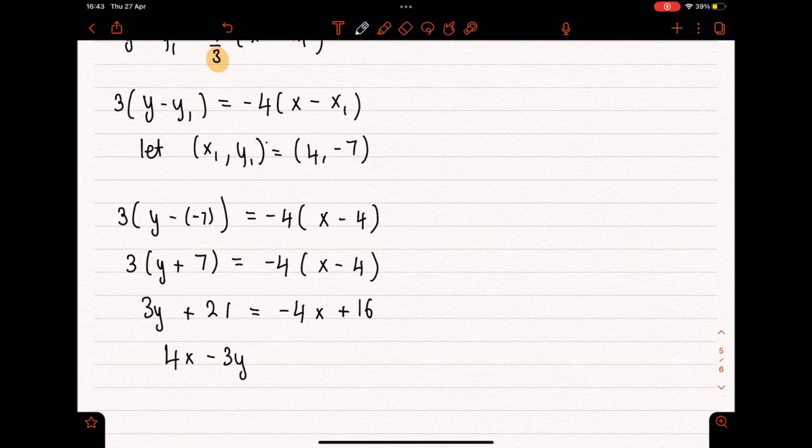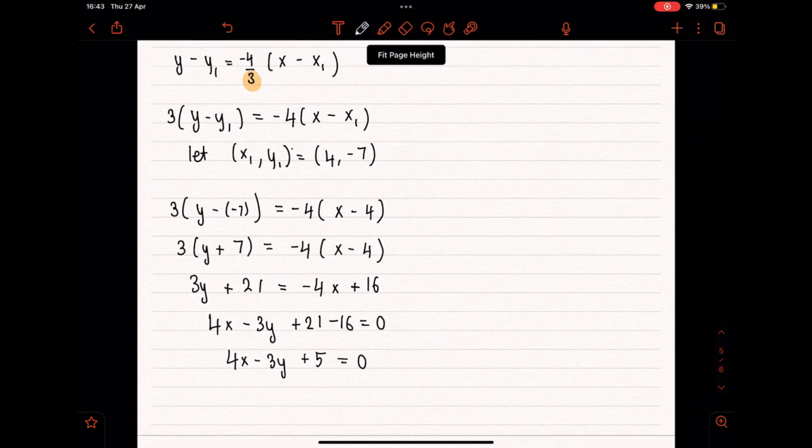Which is the same as saying 4x plus 3y plus 21 minus 16 is all equal to 0. So now we have 4x plus 3y plus 5 is equal to 0. And this is the equation of the tangent, which we found.